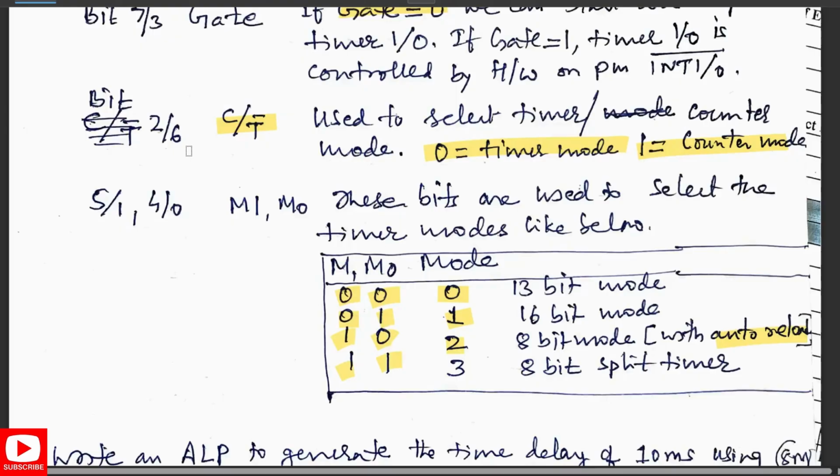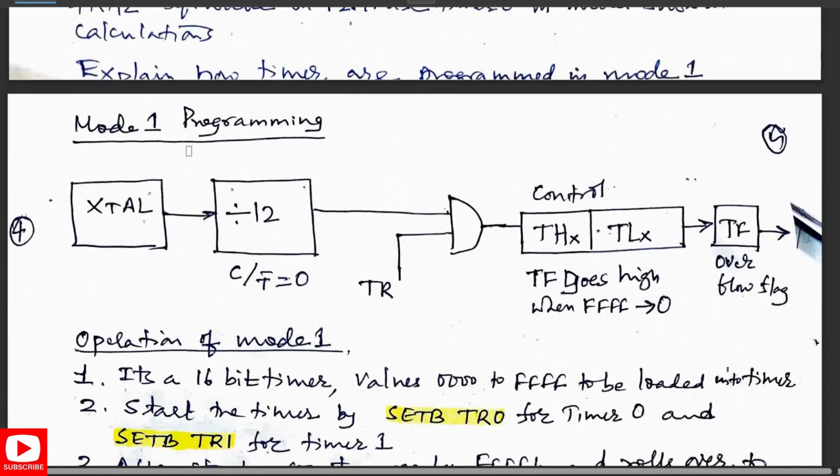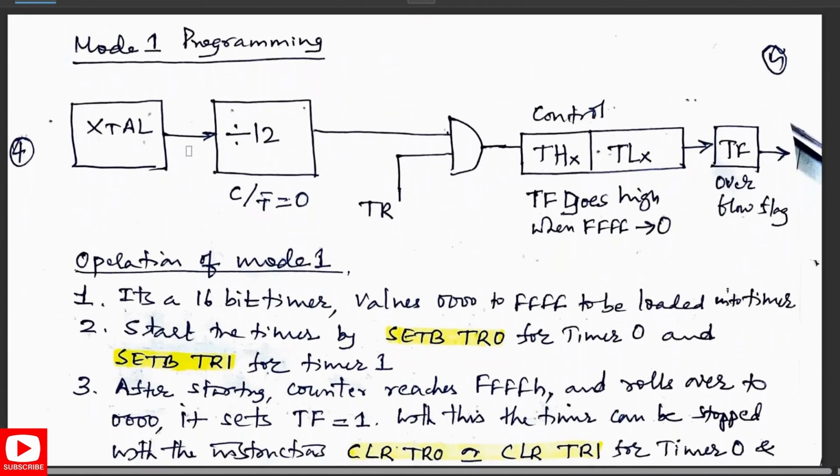If both are 1, then it is mode 3, which is an 8-bit split timer. This function depends on timer 0 and timer 1. So next, let's move on to mode 1 programming. Mode 1 programming: it is a 16-bit timer.